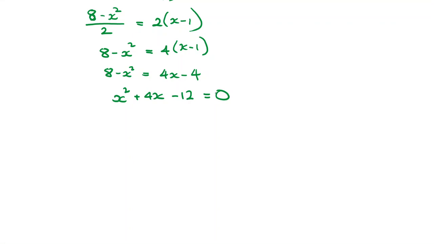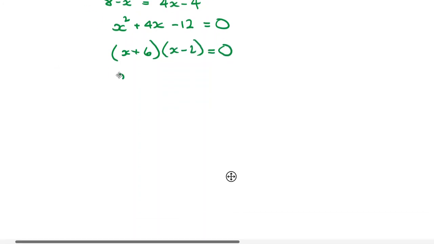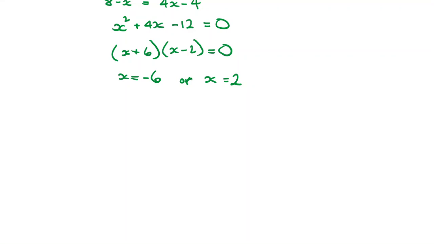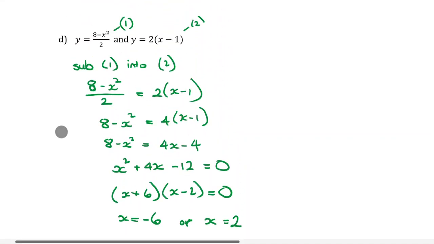Then, can I factorize? Can I find two numbers that times to give negative 12 and add to give 4? Yes, the numbers would be a positive 6 and a negative 2, which means that x equals negative 6 or x equals 2 would be my solutions. And then I would sub back in to find the y value. So again, I'm going to sub into my straight line.